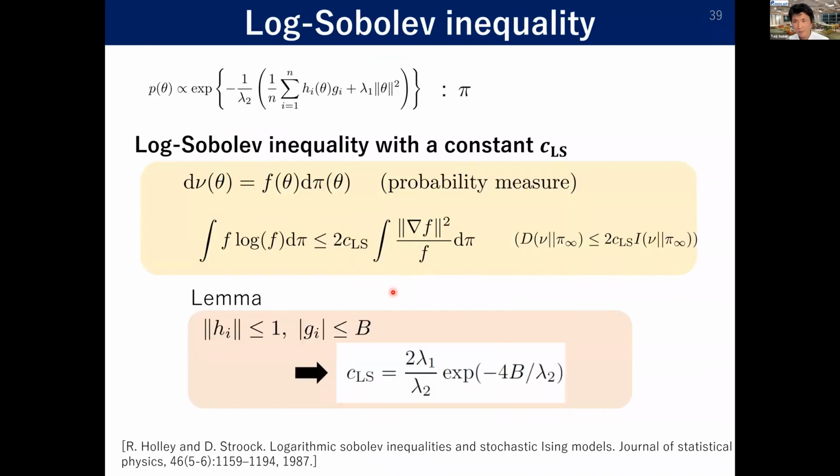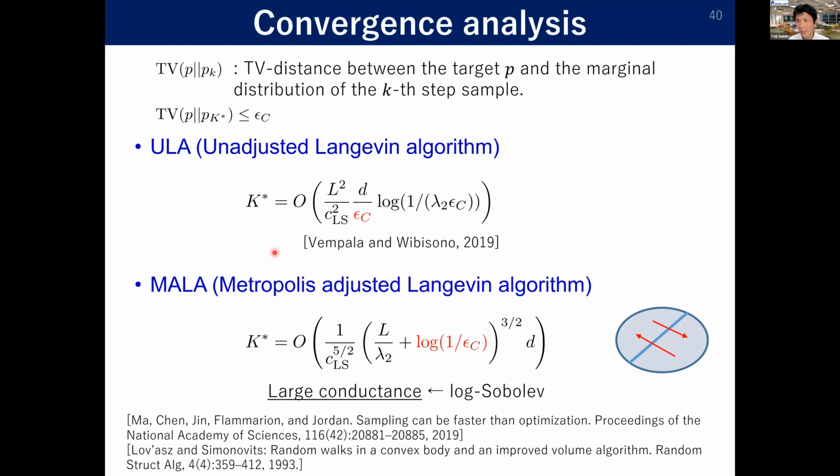Yeah. So, if the log Sobolev inequality is satisfied, then the KL divergence can be lower bounded by the Wasserstein distance. So you can also ensure the Wasserstein distance convergence. Okay, I have another four questions.